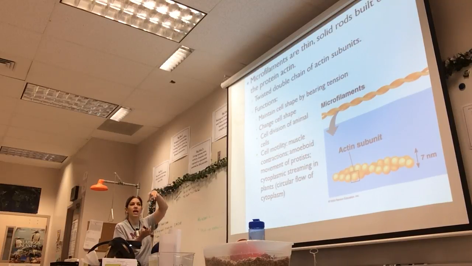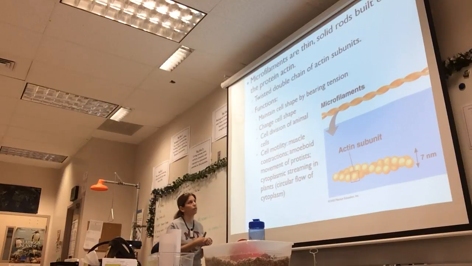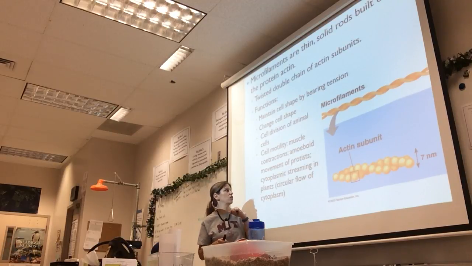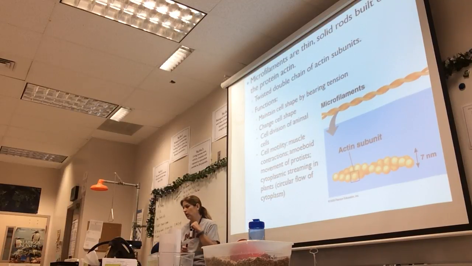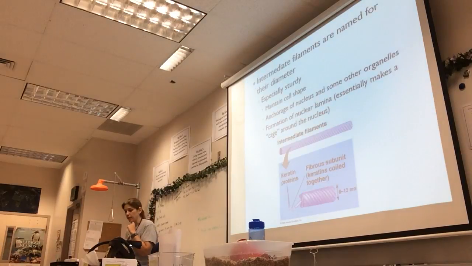Microfilaments are what actually create that cleavage furrow, if you remember that last step when we pinch the thing in half. But also used for cell motility, muscle contractions, amoeboid movements, cytoplasmic streaming in plants, okay, that kind of stuff. Microfilaments.